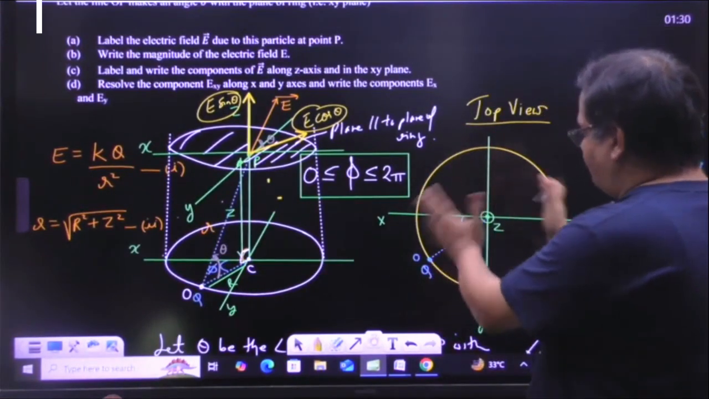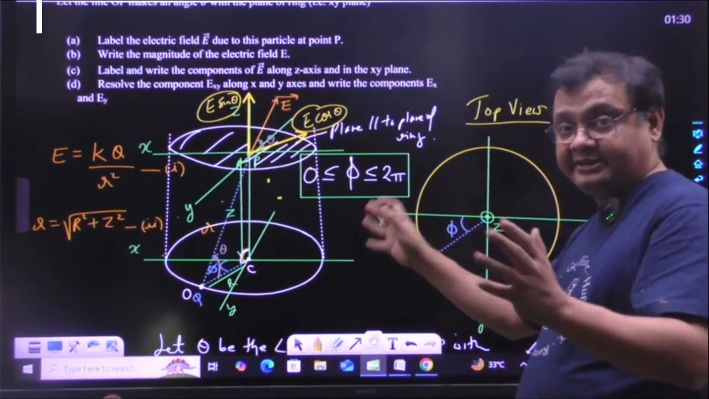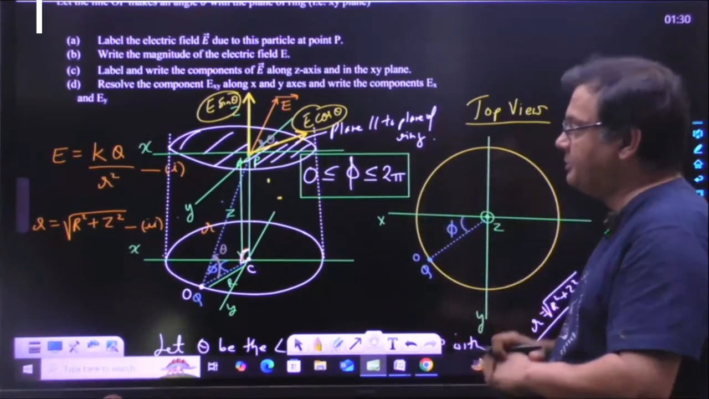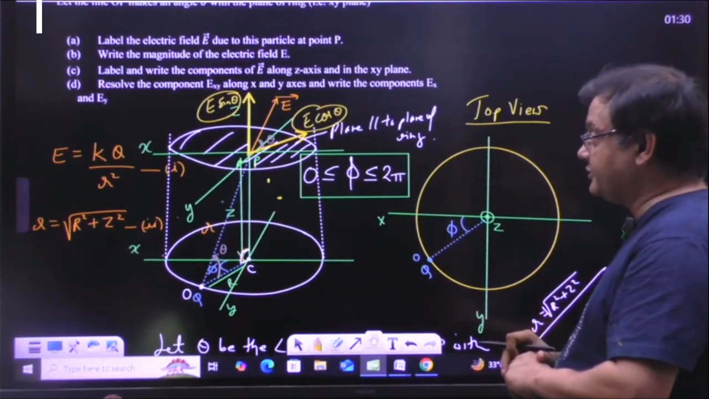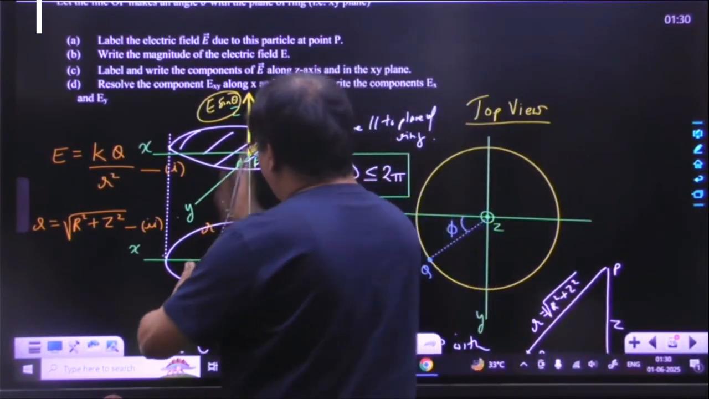If you see the top view, we are basically visualizing a three-dimensional component case in the 2D plane of paper. So just have a very clear visualization. Your electric field is going like this. Are you getting the point? It is emerging out from P.